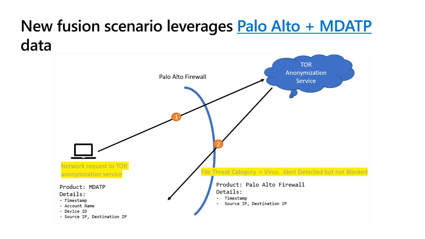Palo Alto Networks firewalls register activity from that same IP address, but again, it isn't risky enough to block. So if we look at these two separate incidents, neither of these alerts would necessarily get elevated. But together they indicate a multi-stage attack, and that's where Fusion comes in.